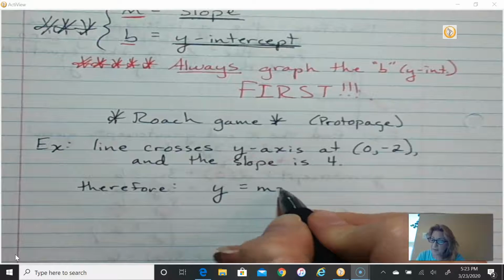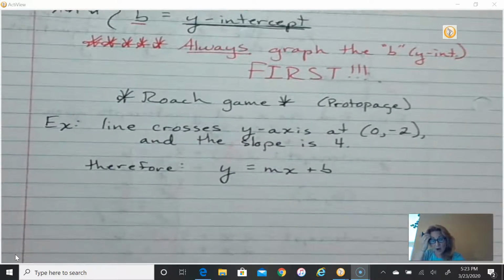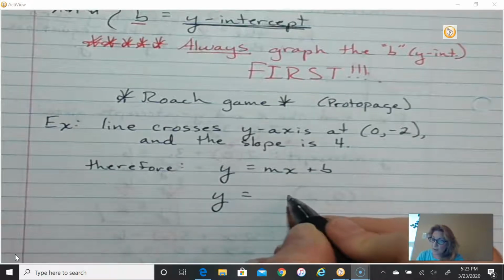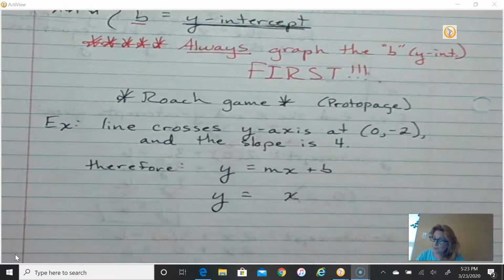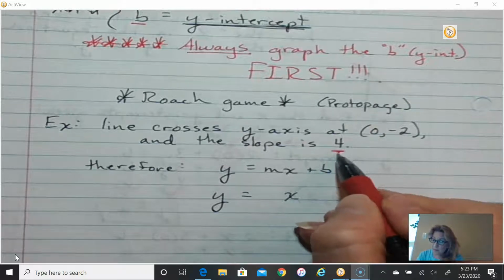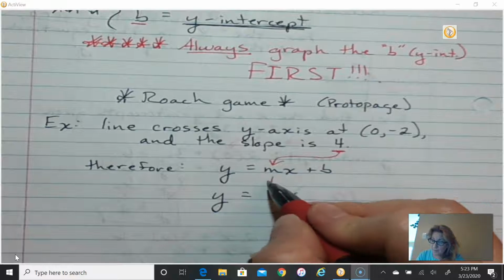You're using this formula. Okay? All we're going to do is plug in the information. You don't need to worry about the x or the y. You've got 4. That's your slope. That goes in place of the m.